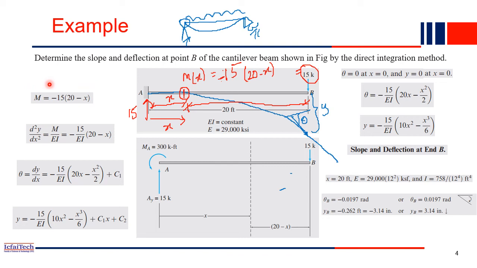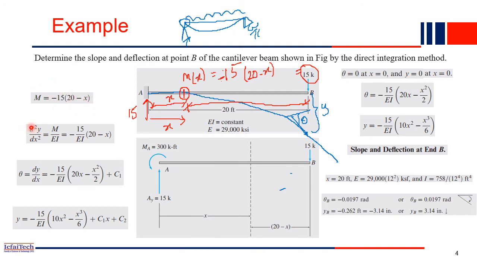Now we computed our step 2 also. Step 1 was to draw the elastic curve. This blue color line we have drawn, and we identified we have to compute the value of y and theta at point B, right? That is the question given to us. Next step was we computed the moment, minus 15 into (20 minus x). So moment is nothing but force into distance. Force is 15, distance is 20 minus x. So this is the moment.